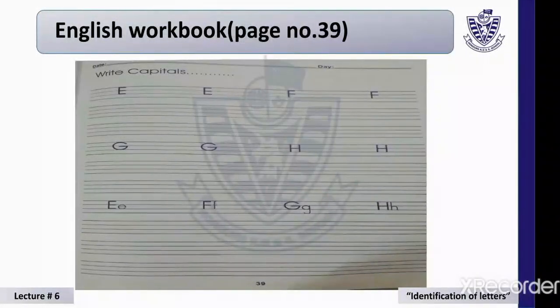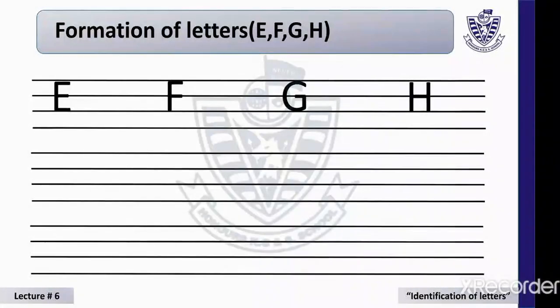Now turn to page number 39. Formation of letters E, F, G, H. Put your pencil on first line and make a straight line and stop it on third line. Put your pencil on first line and make a small sleeping line. Put your pencil on second line and make a small sleeping line. And again put your pencil on third line and make a small sleeping line. It will become E.